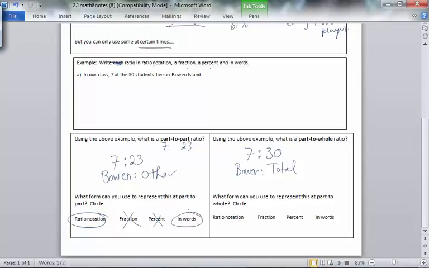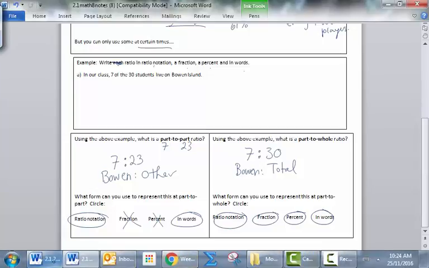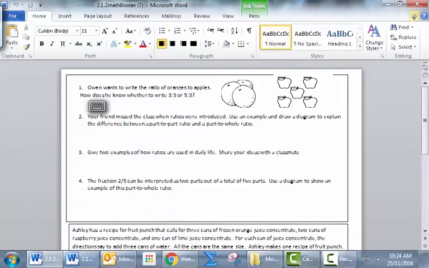We can do it in words. For part to whole, we can do all of them because the total is obvious. It's a small little thing, but it is significant. All right. So when you turn the page over, we have a couple of word problems to do.